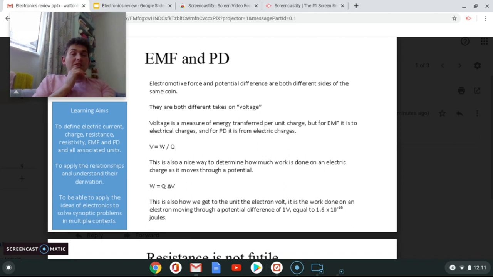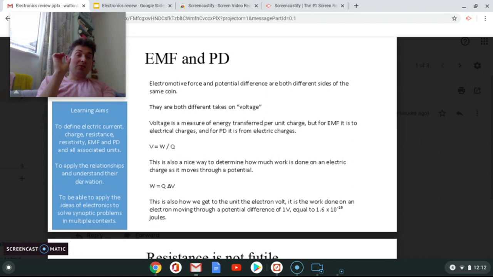EMF and PD. These are the driving force and the removing force of the energy within the circuit. But basically, they are voltage, aren't they? It is a measure of the energy transferred per unit charge. EMF, though, is to electrical charges, and for PD, it is from electrical charges. So if energy is being given to the circuit, it's EMF. If it's being taken out of the circuit, it's PD, right?